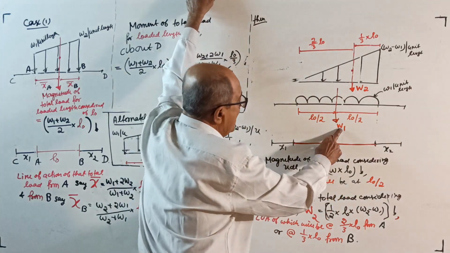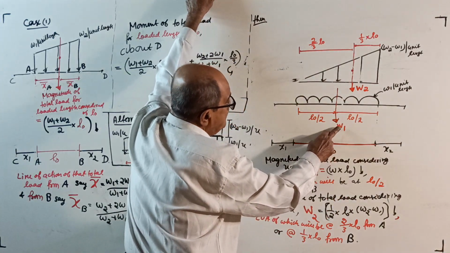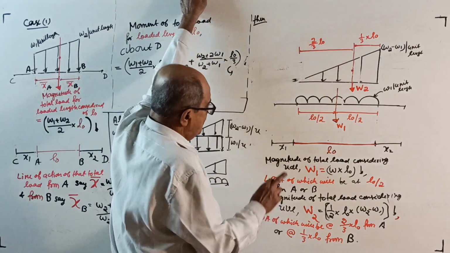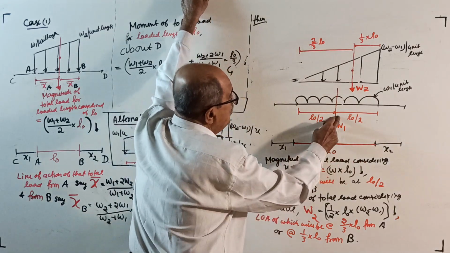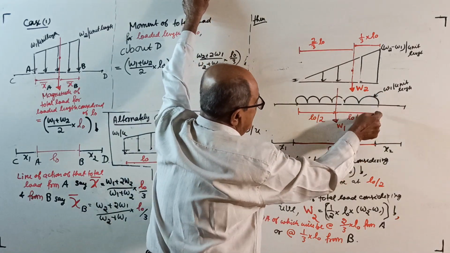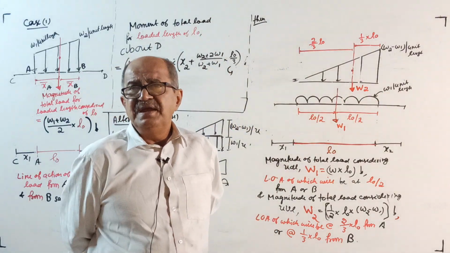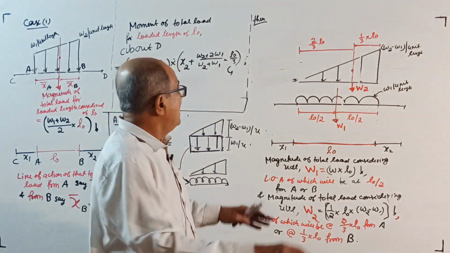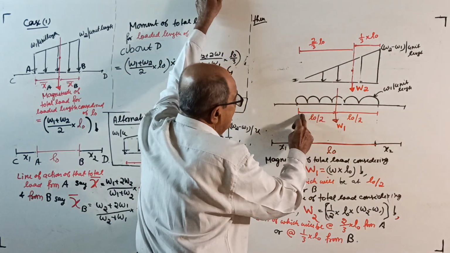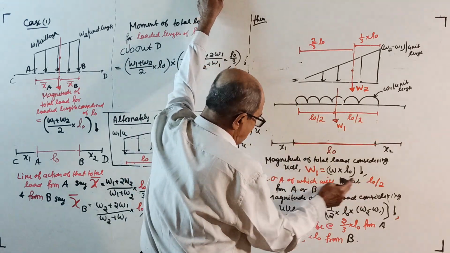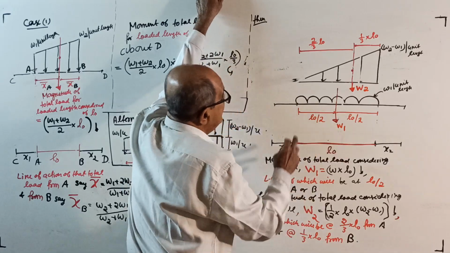So, capital W, not small w, this is capital W. Capital W1 is the magnitude of the total load for UDL, equal to W1 into L0. For UDL, it is intensity into loaded length, acting at the center, L0 by 2, which will be at L0 by 2 from A or B.